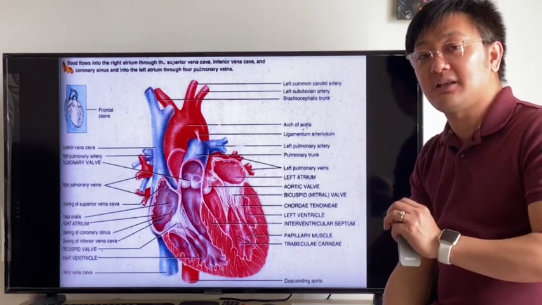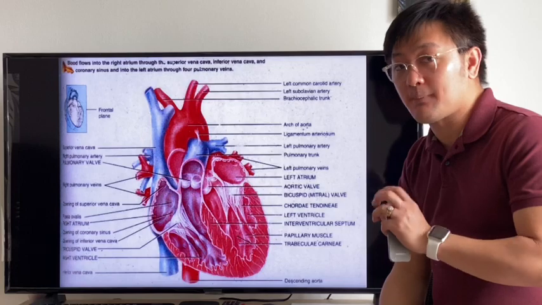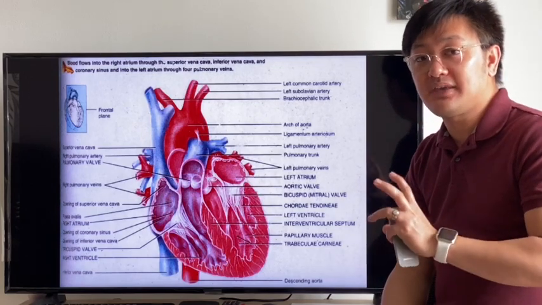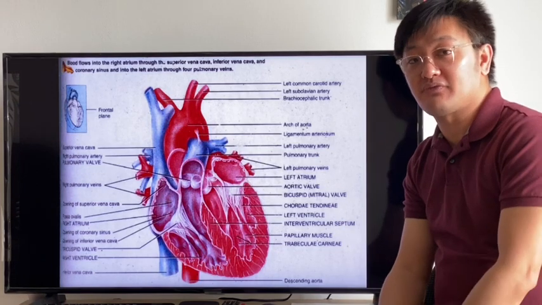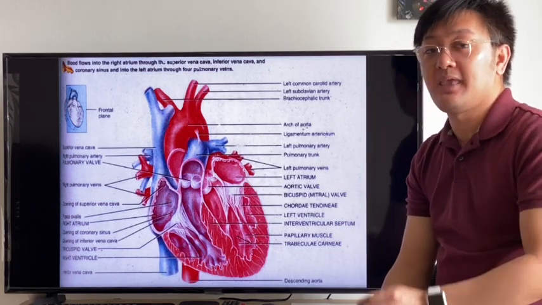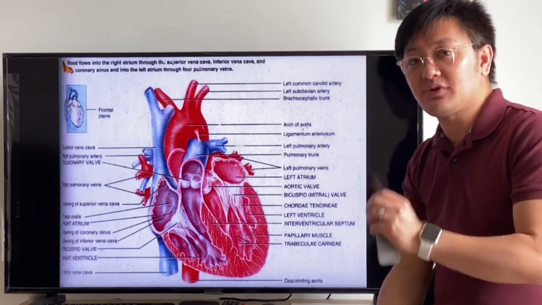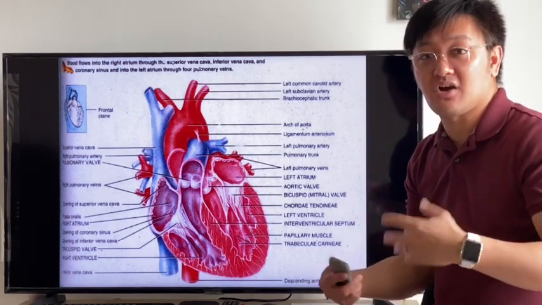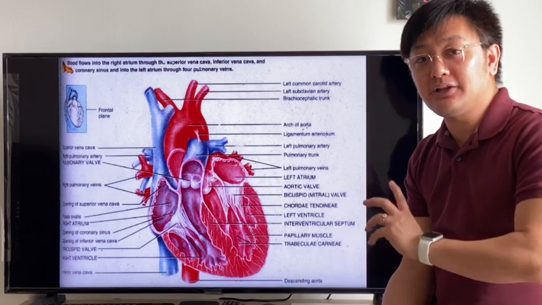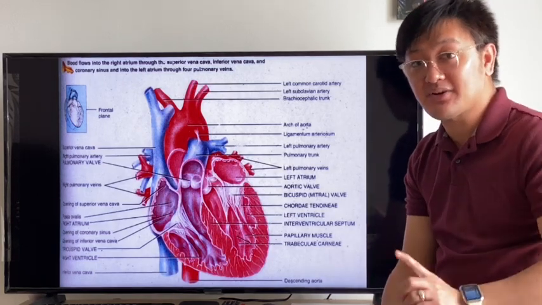Remember that valves may differ in name, location, and number of cusps. Regardless of these differences, these valves serve one purpose, and that is to prevent reflux or regurgitation. Having said that, it follows that if you have a valvular defect or valvular abnormality, the likelihood of reflux or regurgitation increases.